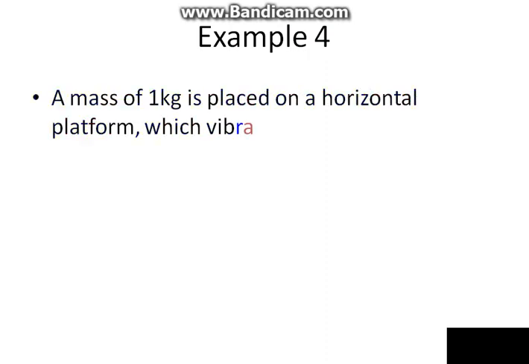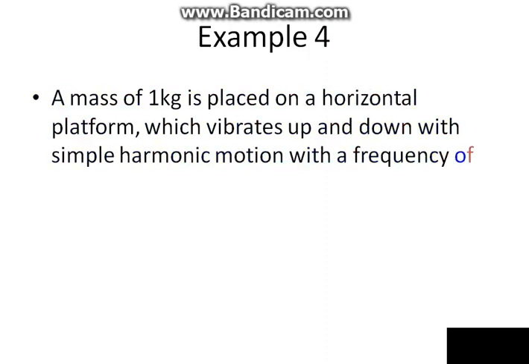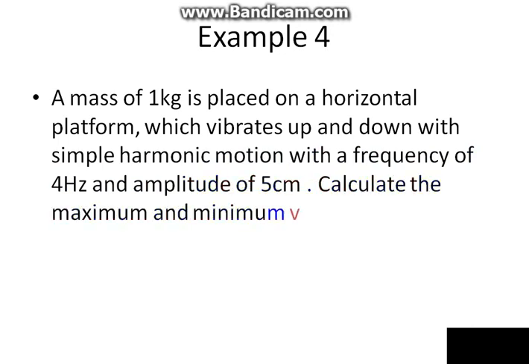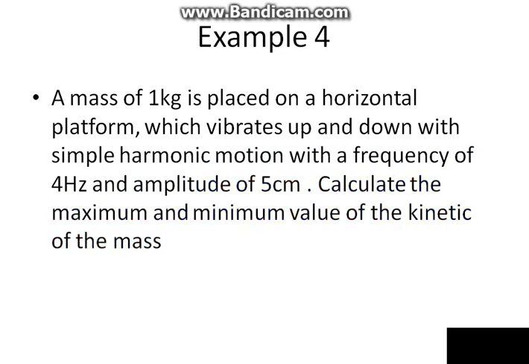Example 4. A mass of 1 kilogram is placed on a horizontal platform, which vibrates up and down with simple harmonic motion with a frequency of 4 Hz and amplitude of 5 cm. Calculate the maximum and minimum value of the kinetic energy of the mass. Solution.